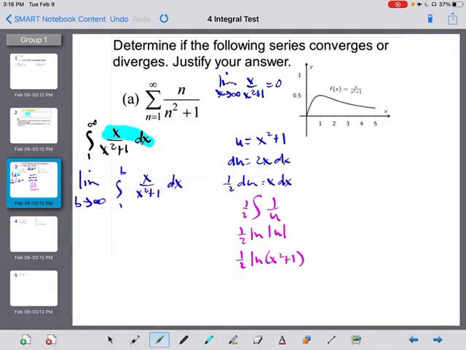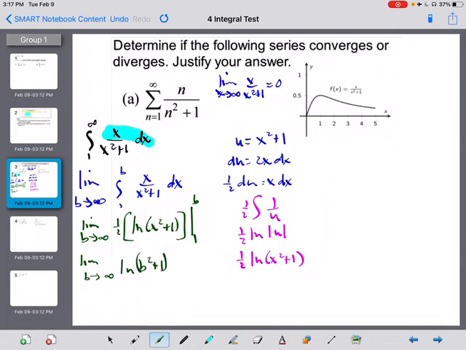So now I should have the 1/2, or no, sorry. I should have the limit as b approaches infinity of 1/2 times the natural log of x squared plus 1, from 1 to b. And then this should be the limit as b approaches infinity of the natural log of b squared plus 1, minus the natural log of 2 when I plug in.